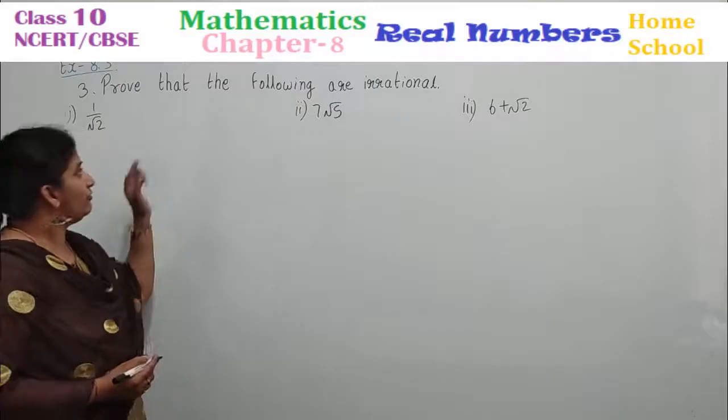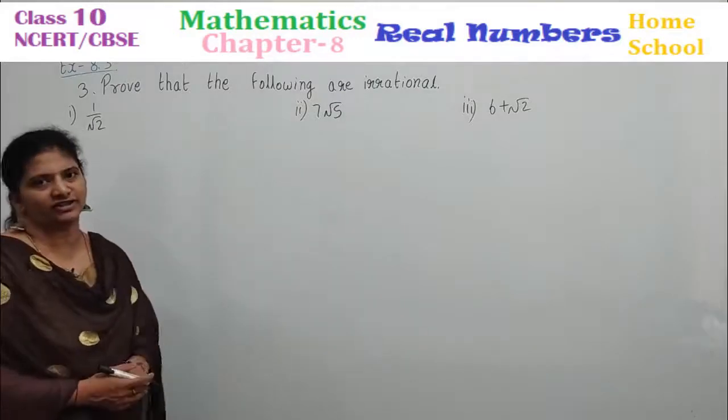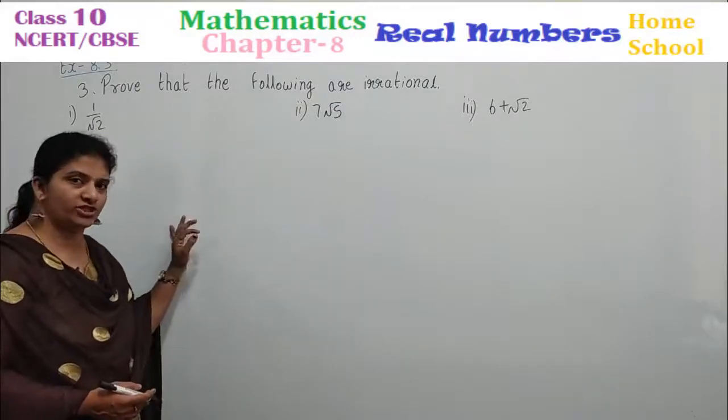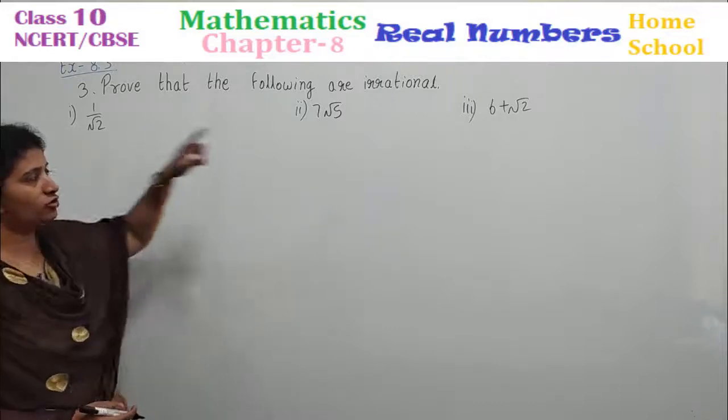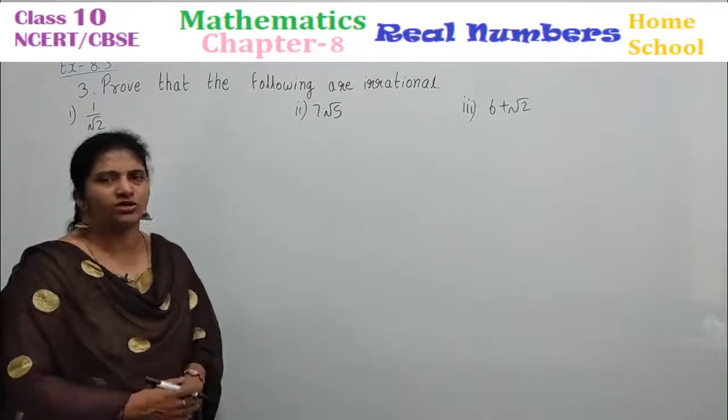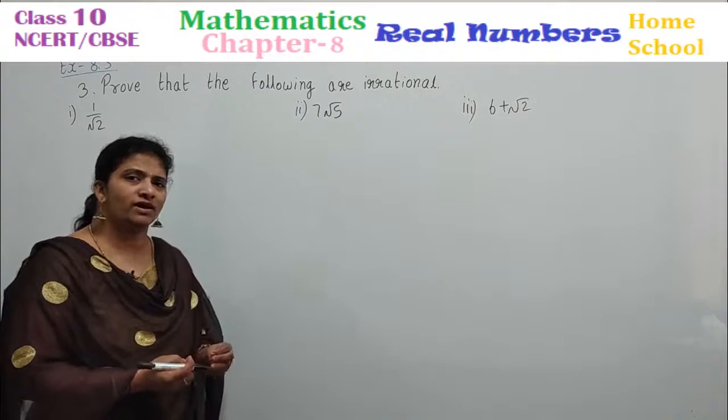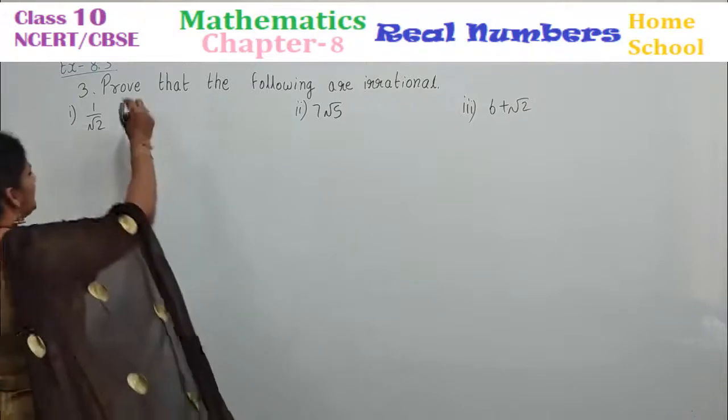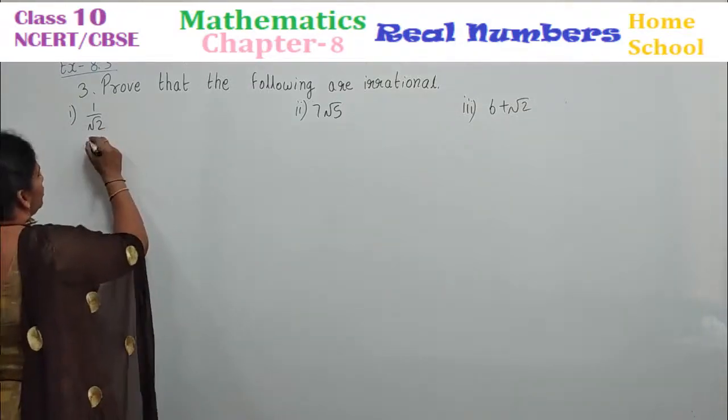See, third one, children, prove that the following are irrational, and we have 3 sub-questions. What are those? 1 by root 2, 7 root 5, 6 plus root 2. Same manner, we need to prove them as irrational. Let us start here. 1 by root 2.